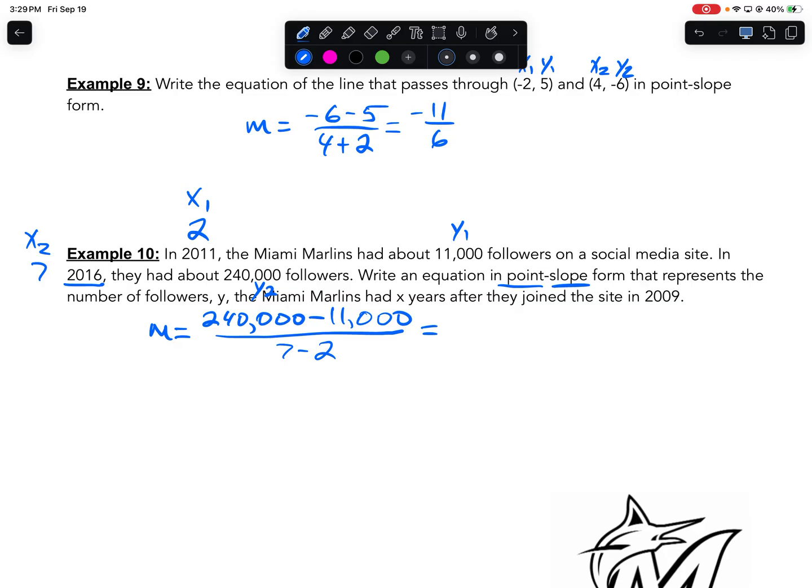Because we switched the years, right? The 2016 is 7 years after 2009. So that's why we made it a 7. And then the 2011 is 2 years after 2009. So that's why it's 7 minus 2 on the bottom. The second y is this one, 240,000. First y is the 11,000. That's why we subtracted those two. I got it mixed. Okay, it's all good.